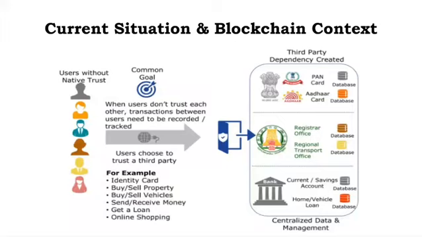The user does not have trust in the other parties with whom the transaction is going to be done. Here are some examples. On the other side, some third-party dependencies are created here. Centralized data is managed here, right?